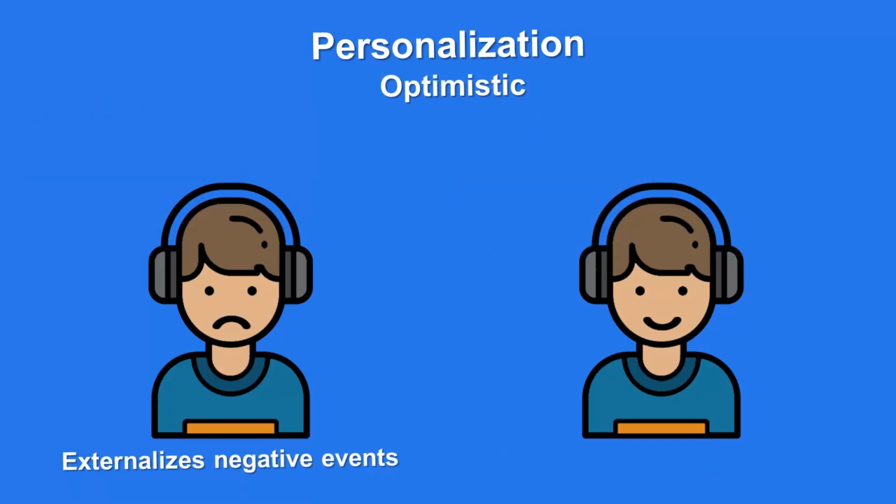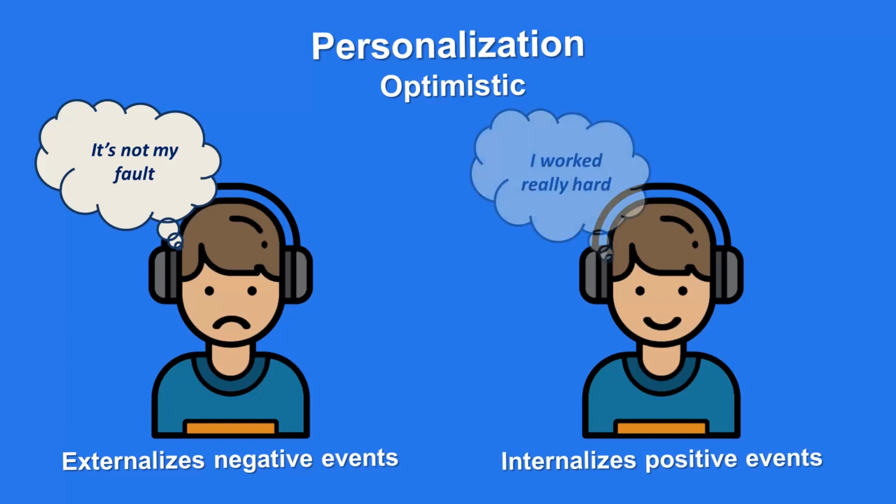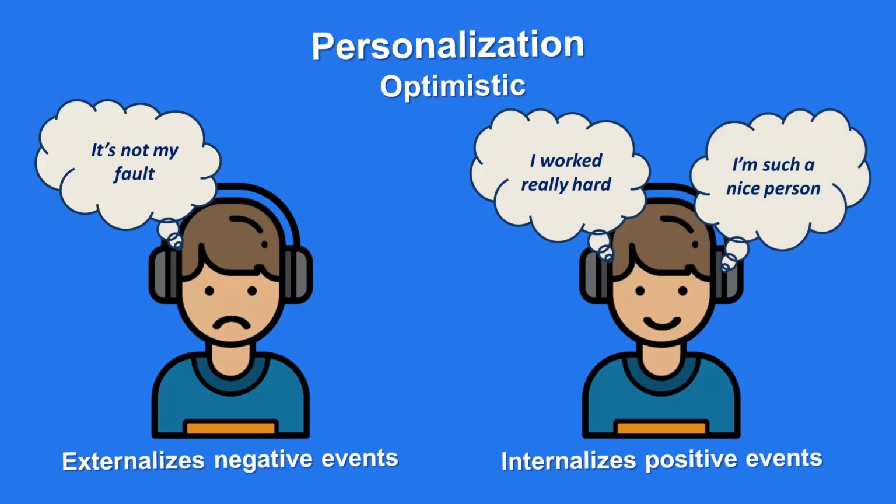Whereas an optimist externalizes bad events and setbacks. It's not my fault. And internalizes good events and successes. That happened because I worked really hard. Or because I'm such a nice person.